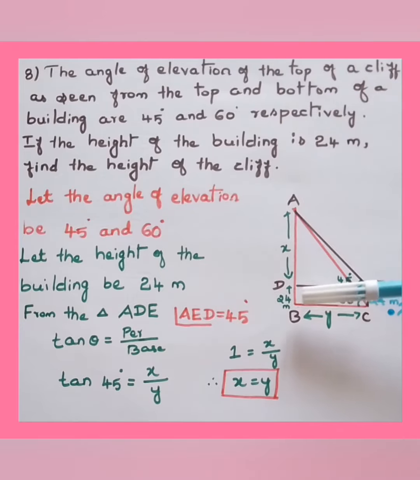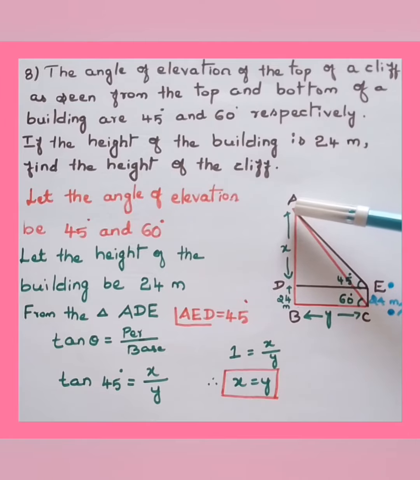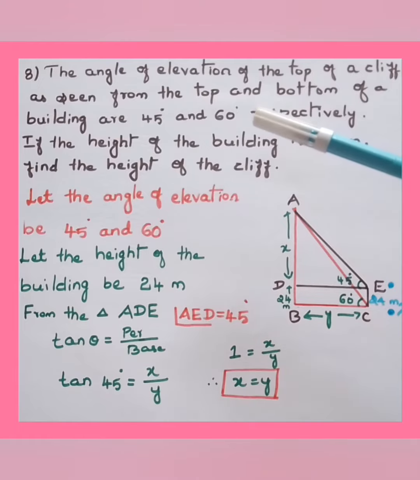Imagine there is a building here. DECB is a building. So the height of the building is 24 meters. And the angle of elevation of the top of a cliff. So there is a tower here. If this is viewed from two different positions, seen from the top and bottom of the building, a person is standing here at the bottom of the building and he looks at the cliff, and he goes up to this point and he views the cliff.